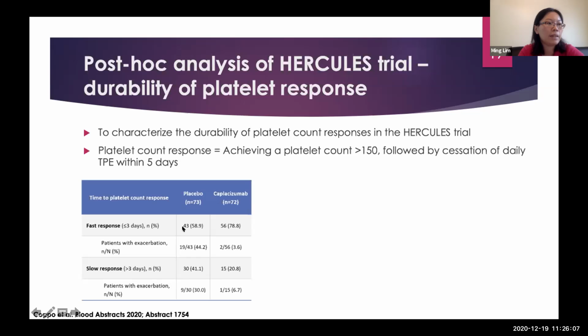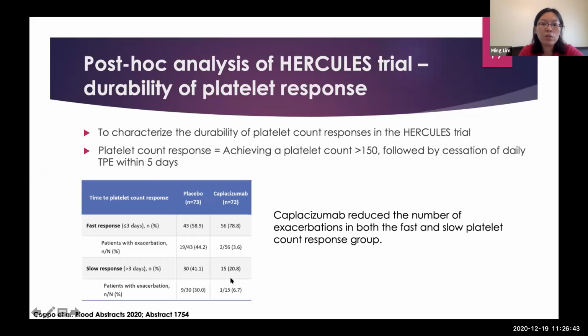And so you can see here that in terms of fast response, almost 80% of patients in the eculizumab group had a fast response, whereas over half of those in the placebo group had a fast response. But if we look at the number of patients with exacerbation, almost half the patients in the placebo group that had a fast response ended up having exacerbation versus only 4% in the eculizumab group. Similarly, in the slow response group, there was a higher percentage of patients who developed exacerbation on placebo compared to the eculizumab group. And so eculizumab reduced the number of exacerbations in both the fast and slow platelet count response groups.